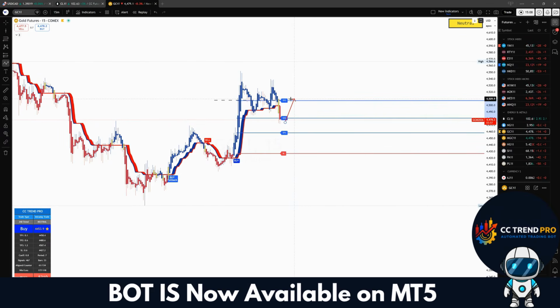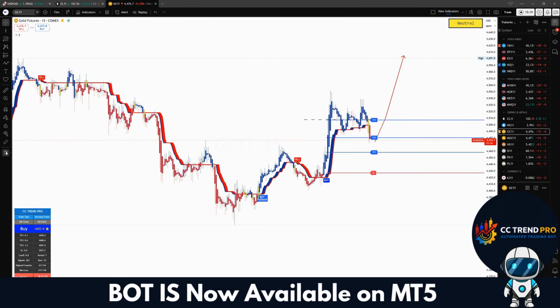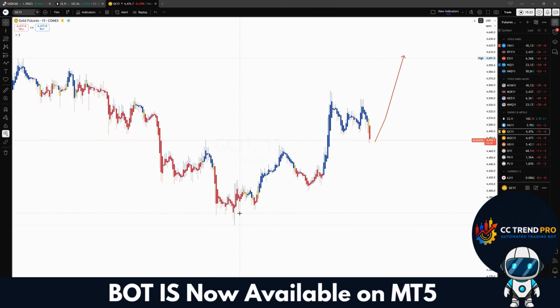Once the price breaks above these moving averages, then I will look for a buy signal to buy gold to continue higher. Okay? Because again, look at the market structure, guys. Market structure doesn't lie. Market structure is telling us that price is bullish. We have low, high, higher low, higher high, higher low. What's next? Higher high. Okay.